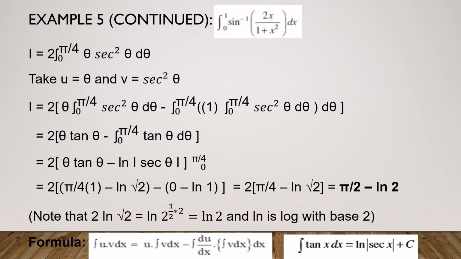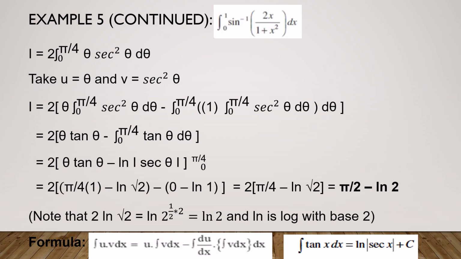So now it is 2 into bracket theta into tan theta minus the integral of tan theta, which is ln, meaning log with the base e, of mod of sec theta. Now this is within the limits 0 to pi by 4. So first put the value of theta as pi by 4. So 2 into pi by 4 into tan pi by 4, which is 1, minus ln of sec pi by 4. Sec is 1 upon cos, correct? So it is 1 upon 1 by root 2, which is root 2.